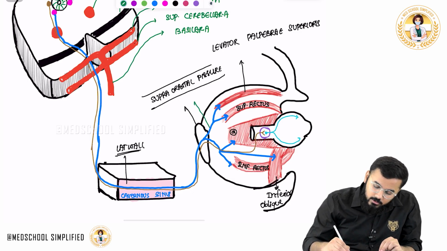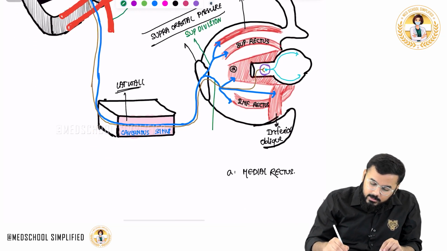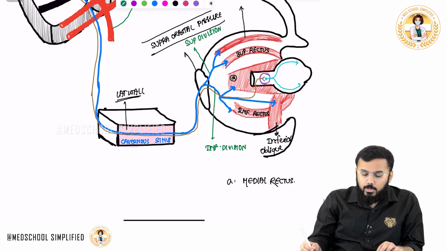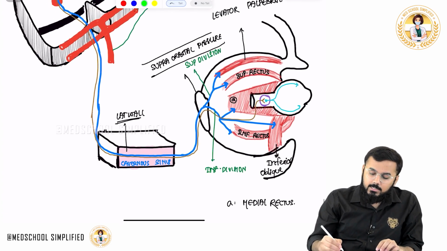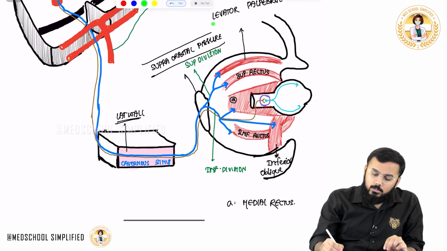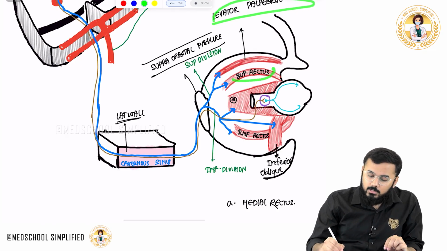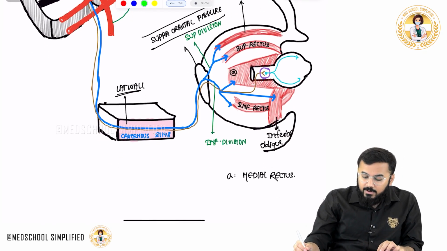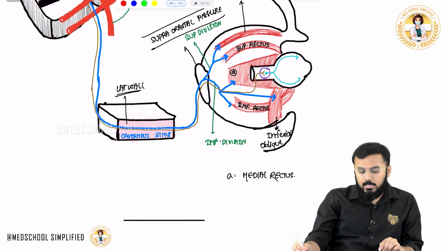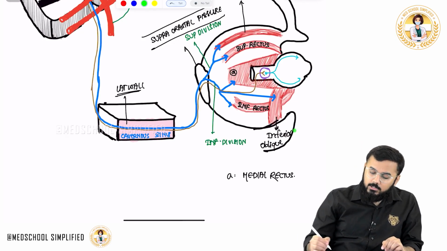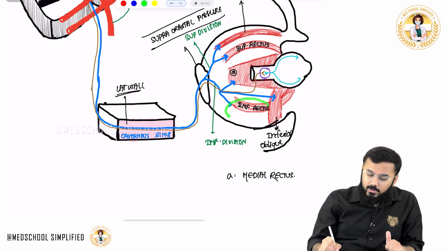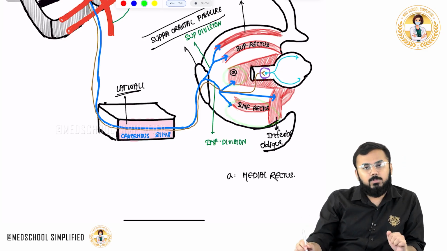One is called the superior division, another one is called the inferior division. See, this division over here is called superior division, and this particular division is called inferior division. So what is this superior division doing? This superior division is supplying two muscles. What are the two muscles? Levator palpebrae superioris and superior rectus. And the inferior division is supplying three muscles: inferior oblique, inferior rectus and medial rectus muscle, right?